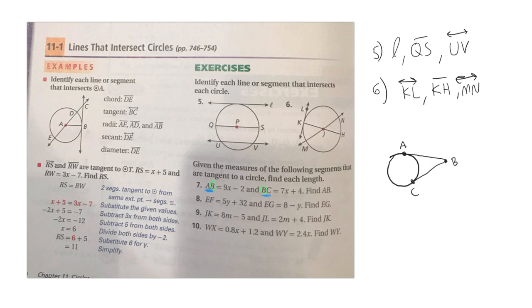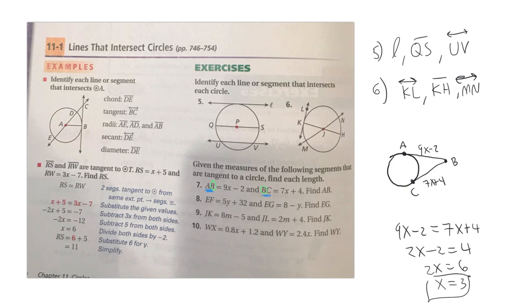Okay, so it's the case that AB is 9x minus 2. It's the case that BC is 7x plus 4. And it's true that two segments tangent to a circle from the same exterior point are congruent. So we can set up an equation where we set these equal to each other. Then you would subtract 7x from both sides, and then you would add 2 to both sides, and then you divide both sides by 2.